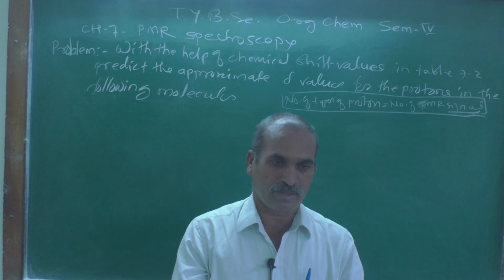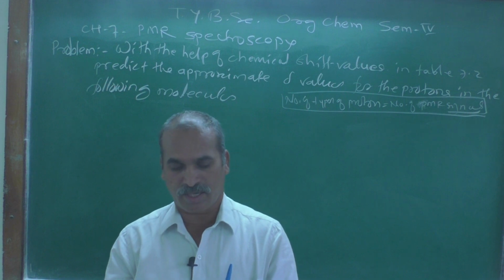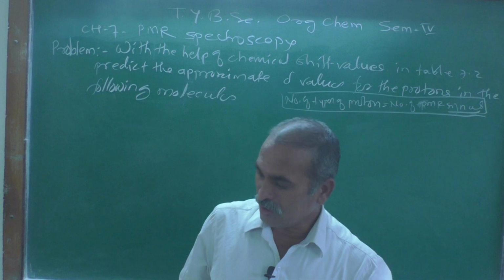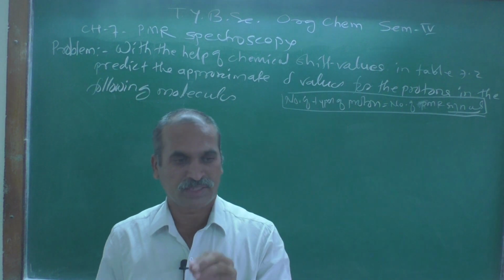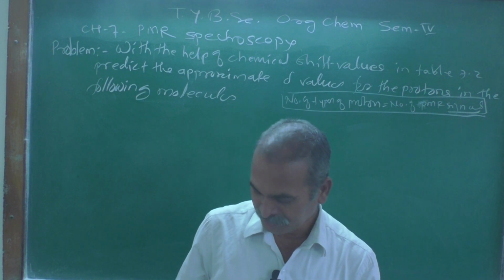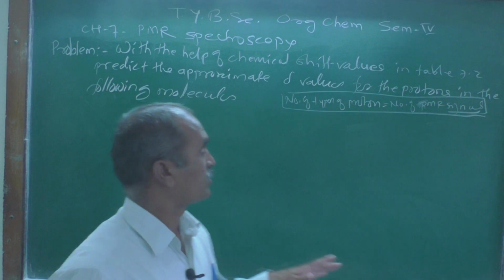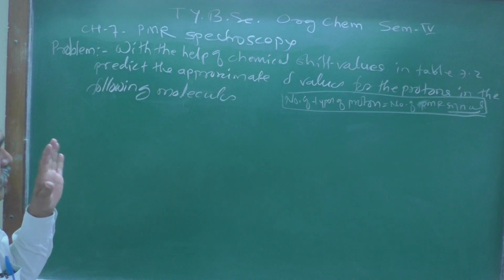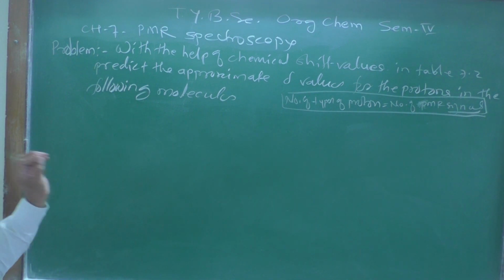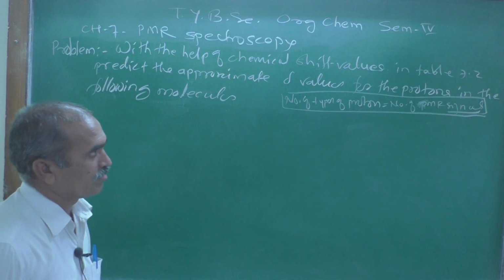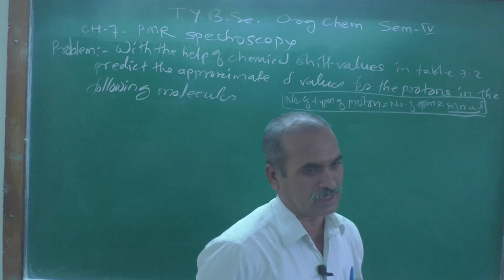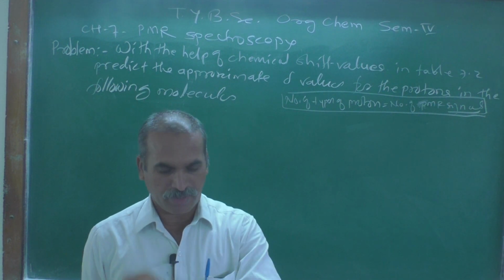Do you remember what we were discussing yesterday? I think we were discussing the problem based on chemical shift. First of all, let us see the problem written over here. With the help of chemical shift values in table 7.2, predict the approximate delta values for the protons in the following molecule. And so far we have discussed three problems.